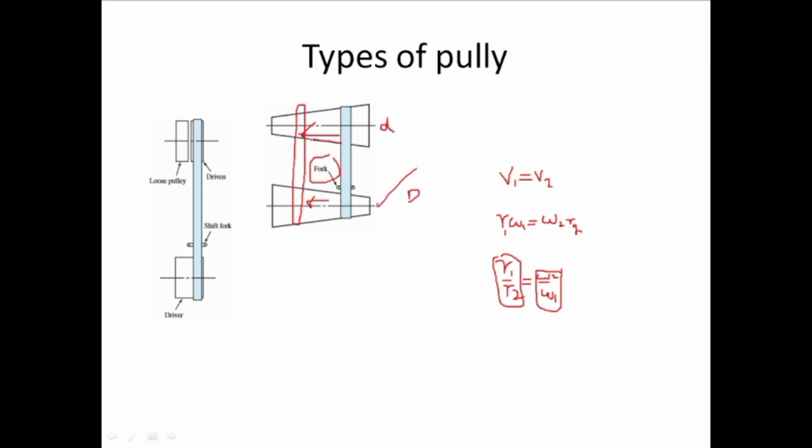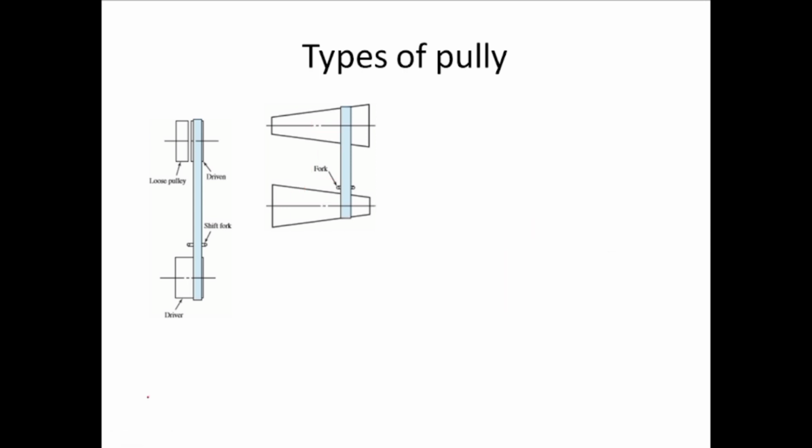Now if you move it over here, then this R1 and R2 or D1 and D2 will get changed. So omega 1 and omega 2 are going to change, so we can get different types of rotational motion. Here another important thing I want to tell you is that these two types of pulleys can be used for the flat belts. Later on I will tell you what is flat belt.